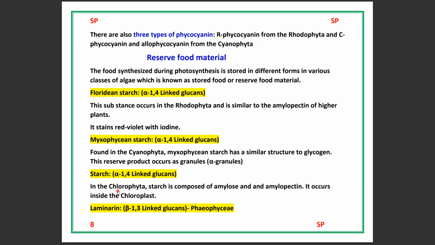It is seen in chlorophyta. Starch is composed of amylose and amylopectin. It occurs inside the chloroplast. And laminarin, they are beta 1,3 linked glucans. This laminarin is the reserved food material of Infiophyceae.